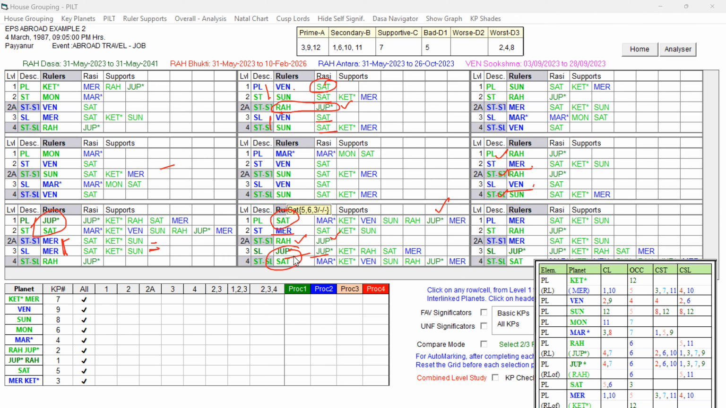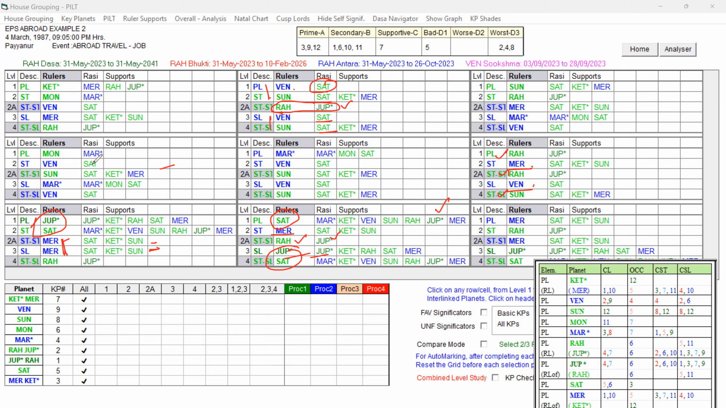And moreover, it has the sublord Jupiter, and that Jupiter is forming a ruler link. And Venus is also in the sign of Saturn. So, under Moon Dasa, Venus Bhukti, Saturn Antara is favorable because Saturn has that good key planet, Jupiter, Rahu in the sublord, and the other favorable key planets are also present. And also we can see 1, 2, 3, 4 levels ruled by strong favorable key planets. That is also good.